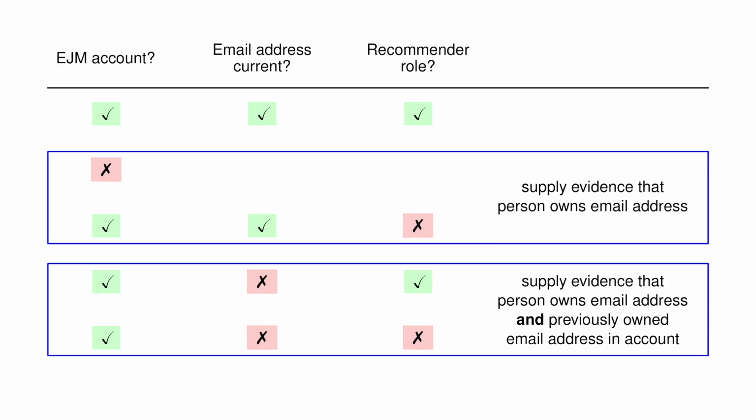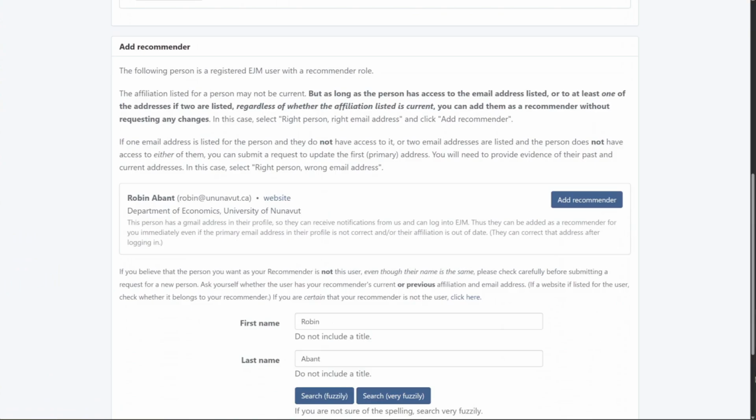They can change the affiliation in their profile themselves, so there's no need for you to request any changes if the affiliation is incorrect. For such a user who has a recommender role, the only option for you is to add them as a recommender immediately without requesting any changes, regardless of whether the affiliation in their profile is correct. The user Robin Aband is an example. All you have to do in this case is press the Add Recommender button.